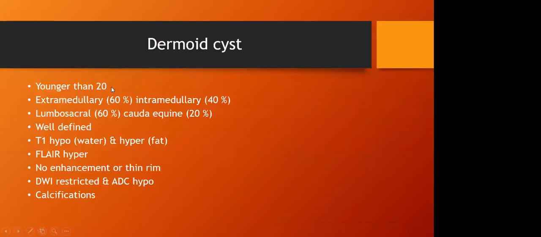Dermoid cyst presents in patients younger than 20, extramedullary in 60% of the cases, and intramedullary in 40% of the cases. Location is usually lumbosacral or cauda equina region. Well defined. T1 contains hypo components representing the water and hyper components representing the fat. FLAIR, hyper, and takes no enhancement with diffusion restricted, and hypo on ADC map. Calcification could be seen in the dermoid. So we can differentiate it from the epidermoid depending on the presence of calcification or fat.